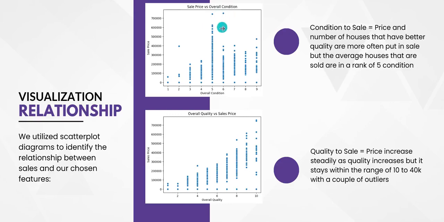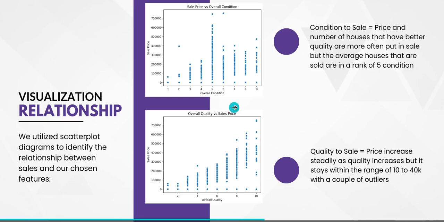Here we can see the overall condition. We can see that most of the houses bought, regardless of whether they were pricey or not, were at a ranking of 5, right? So we basically gave the condition and the quality features a ranking of 1 to 9. So if it ranked 9, it was sold the most. And if the quality was 10, then it was sold the most and it was pricier.